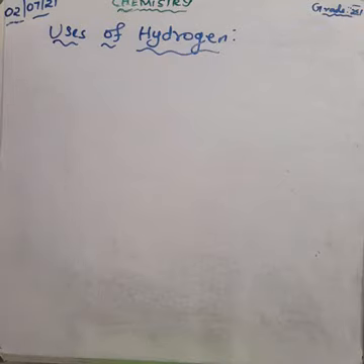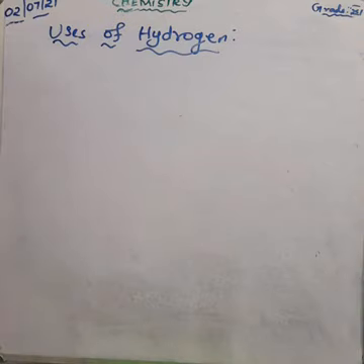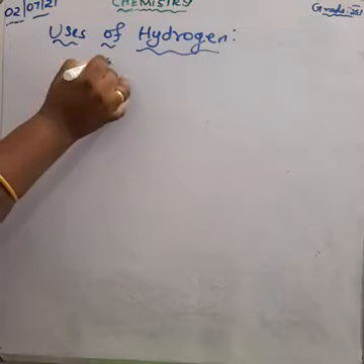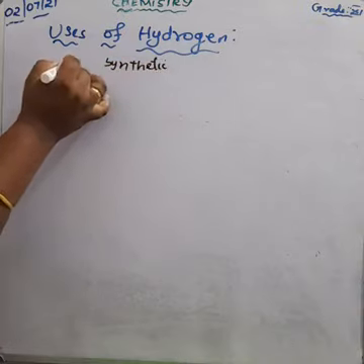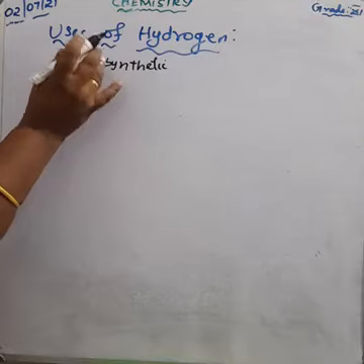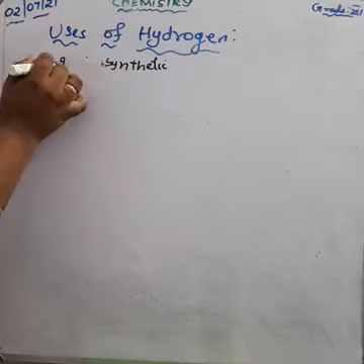Hydrogen is used for many purposes. There are seven uses given in your textbook, but more and more applications exist for hydrogen. Ninety percent of hydrogen produced in industry is used for synthetic applications. We studied the industrial preparation and laboratory preparation of hydrogen in our previous classes.